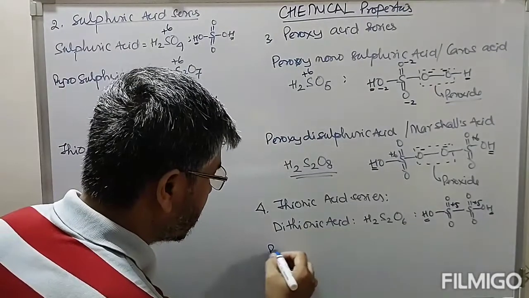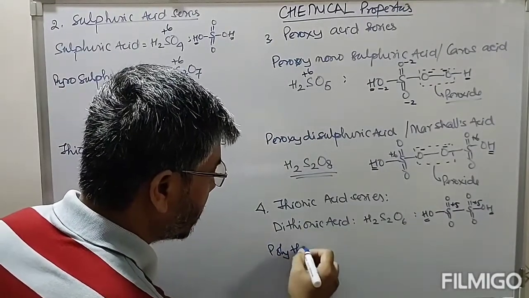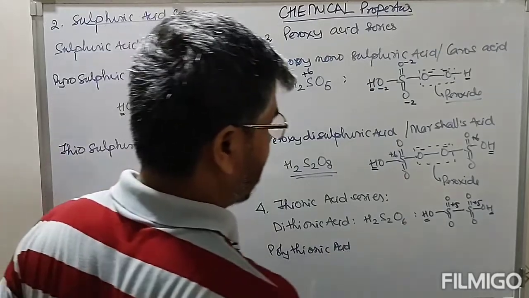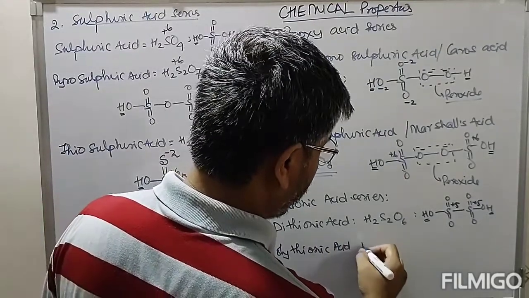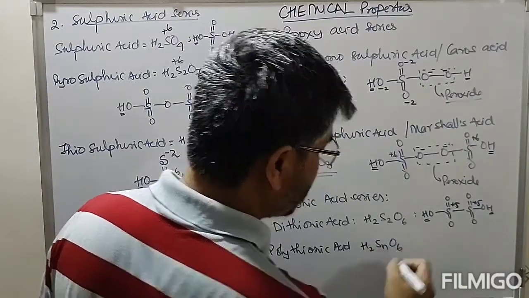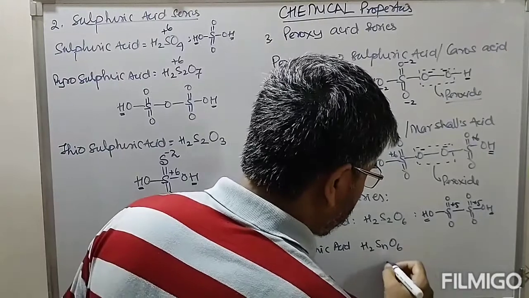Then we have polythionic acid. We have H2SnO6. So we have this structure.